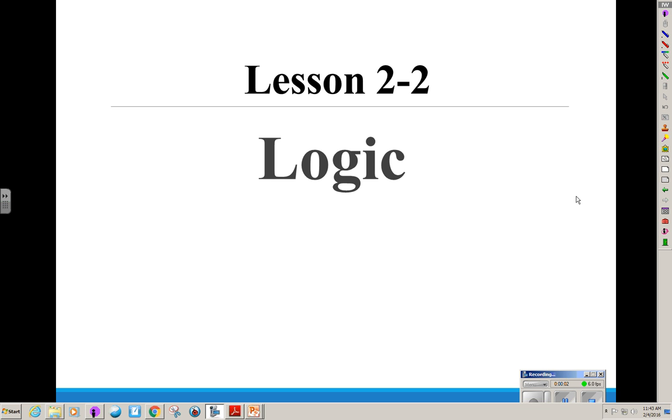This lesson is logic. We're going to talk about Venn diagrams, how they overlap, and the use of the words all, some, and none. And then we're going to talk about the law of detachment and the law of syllogism.